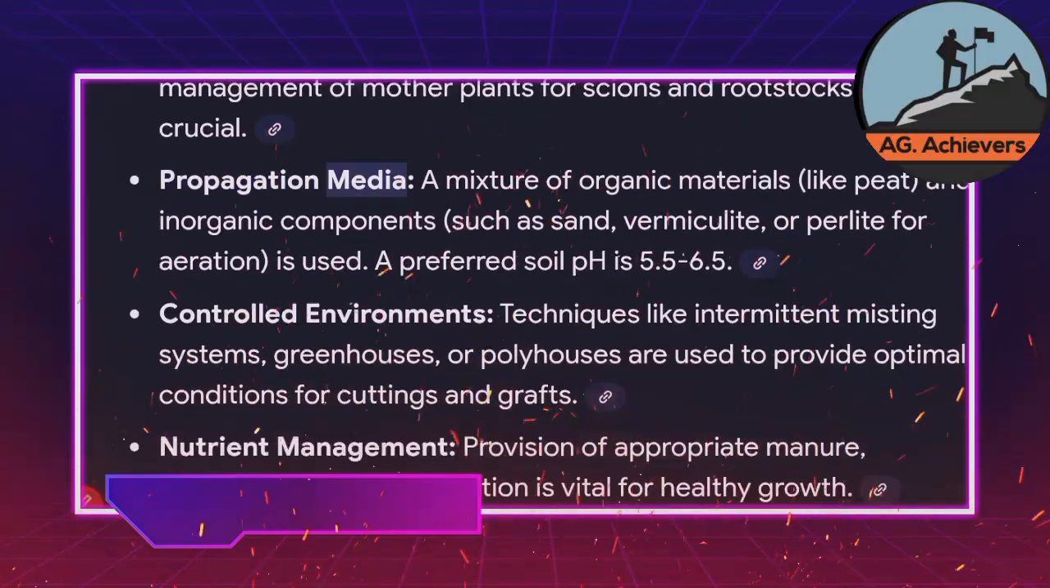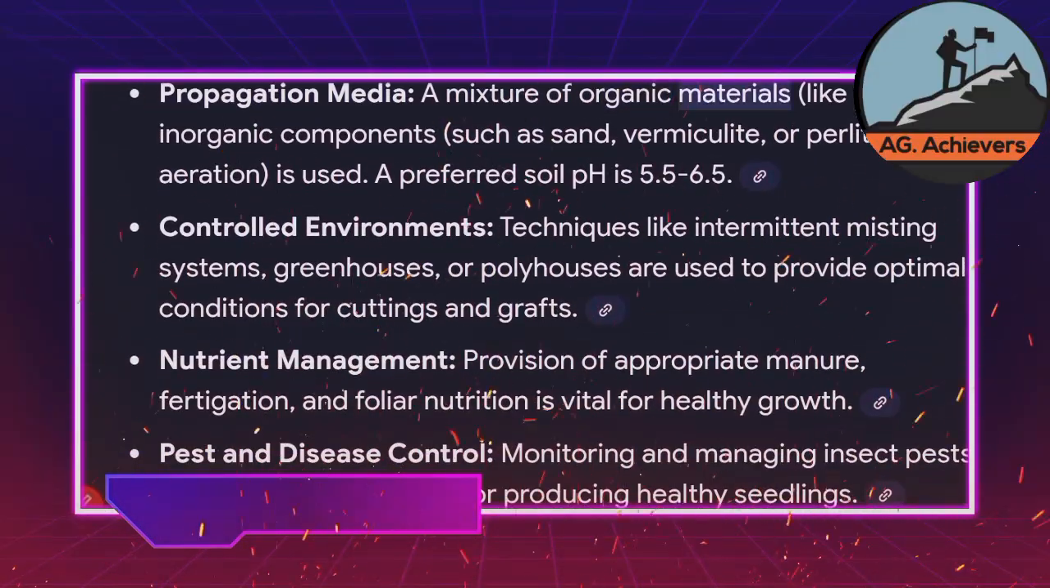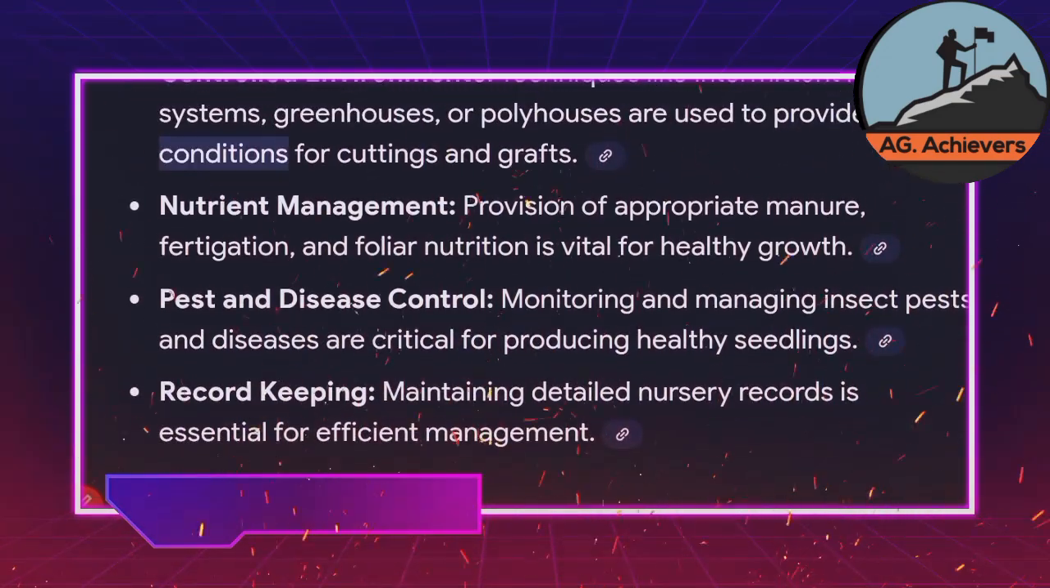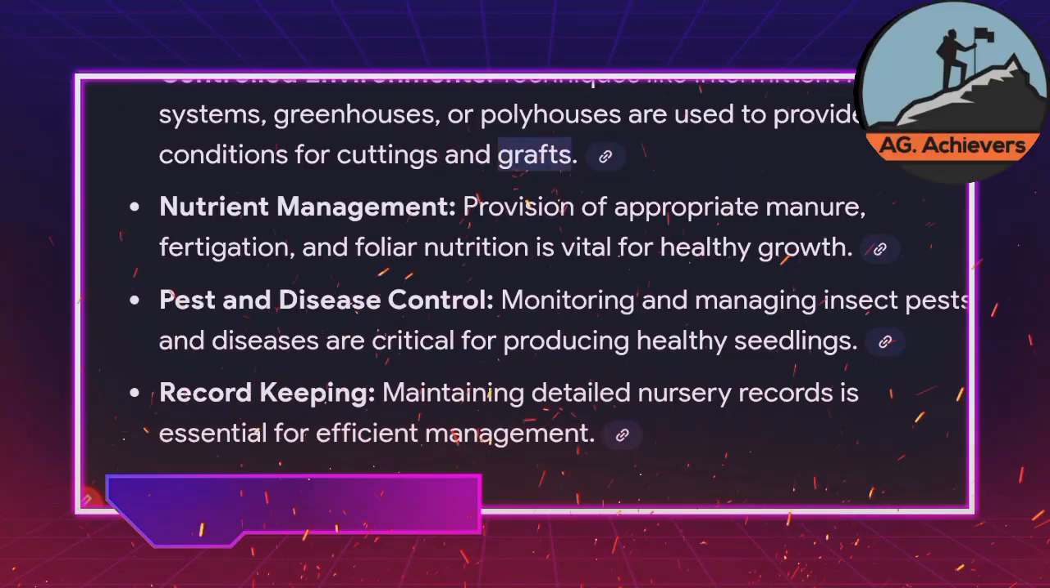Propagation media. A mixture of organic materials, like peat, and inorganic components, such as sand, vermiculite, or perlite for aeration, is used. A preferred soil pH is 5.5 to 6.5. Controlled environments. Techniques like intermittent misting systems, greenhouses, or polyhouses are used to provide optimal conditions for cuttings and grafts.